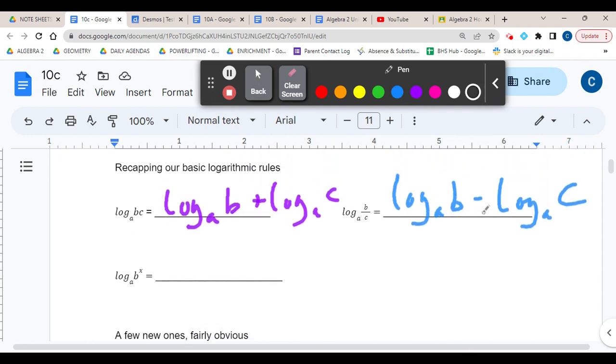Next one here, if we have log base A of B to the x power, what we can do there is pull that exponent up to the front, and it becomes x times log base A of B. So if we have an exponent within the answer portion, we can just pull that exponent out to the front of the log: x times log base A of B.